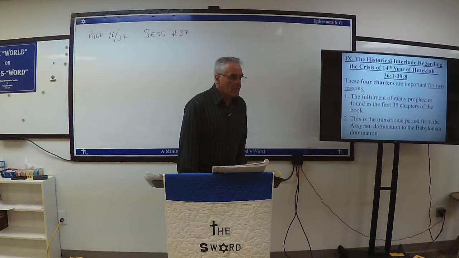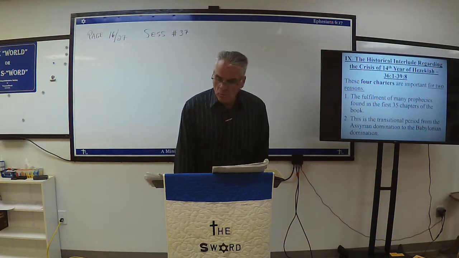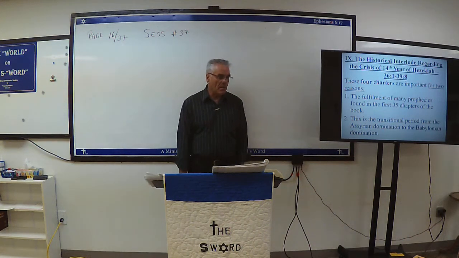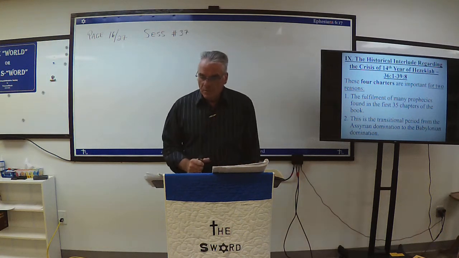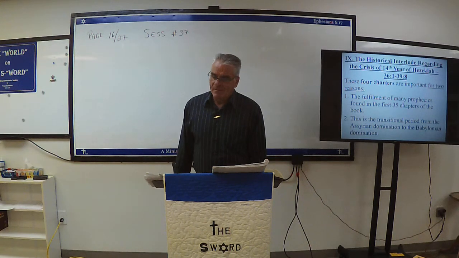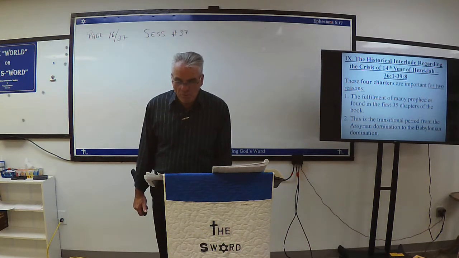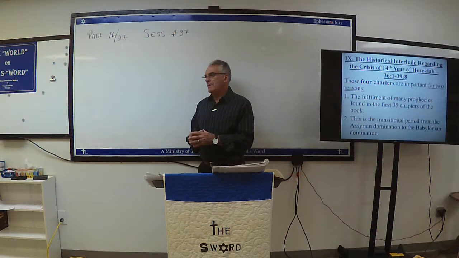Isaiah 36 to 39, the historical interlude regarding the crisis of the 14th year of Hezekiah. These 4 chapters are important for 2 reasons. Number 1, here we will see the fulfillment of many prophecies found in the first 35 chapters of the book. So that's why Isaiah was a genuine prophet.